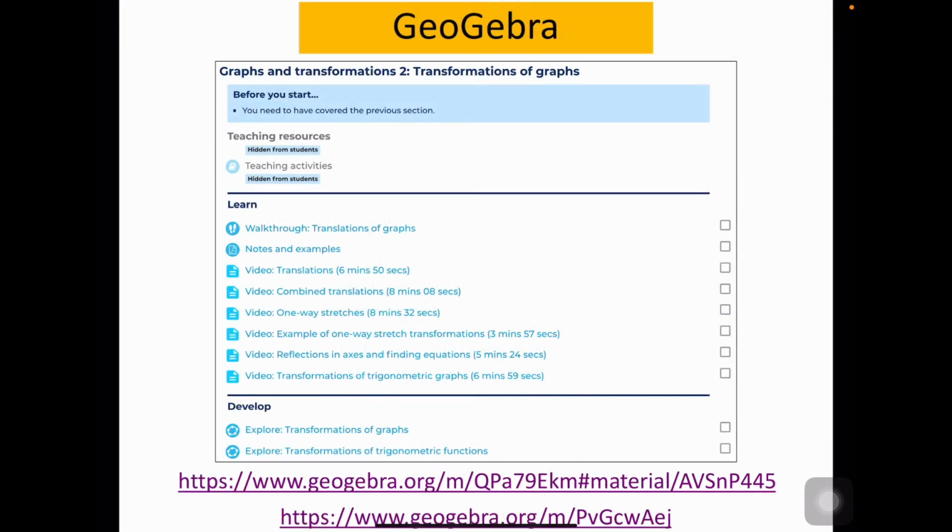I'm now going to go through a few GeoGebra links. These can be found on Integral Maths as well. These two explore links are the ones I'm going to go through now. But of course, if there is anything you're unsure about, then please watch these videos as well. If you want another explanation on translations, stretches, reflections, then please make sure you watch these videos because they will help you a lot, I'm sure.